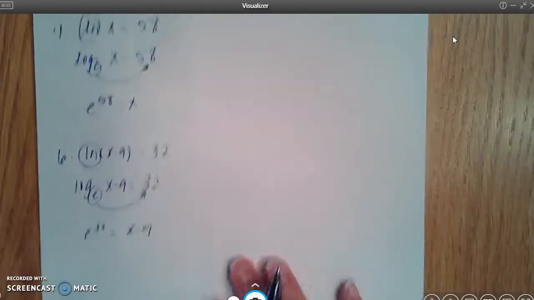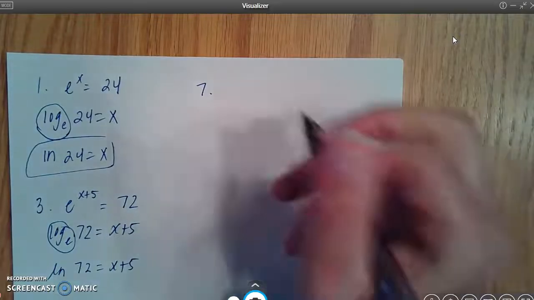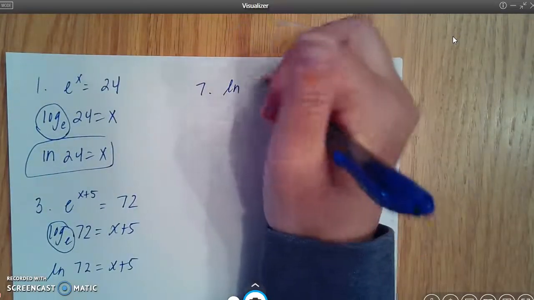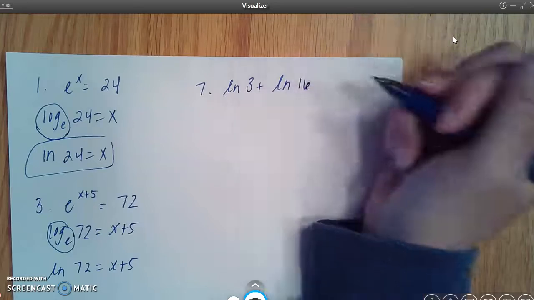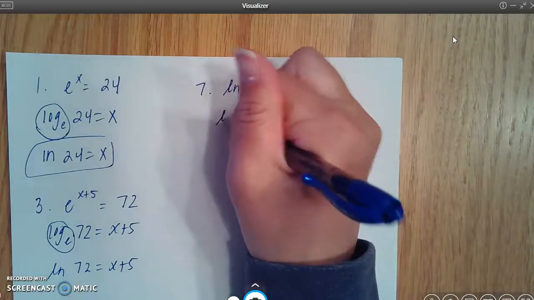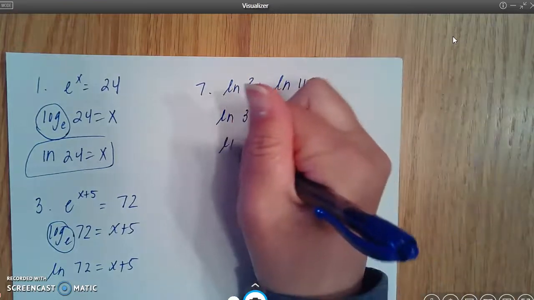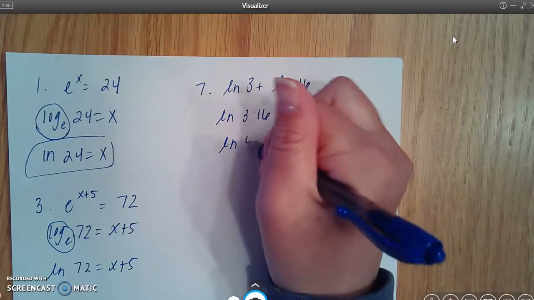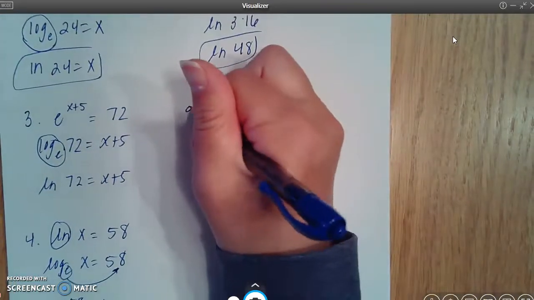Okay, next thing that they would like us to do on number 7 is condense. That means they want you to take it from 2 natural logs into 1 natural log. Now, natural logs are actually going to follow the exact same rules as your logarithms. So if there's an addition sign, you would rewrite this using multiplication, and this would become natural log of 3 times 16, which is natural log of 48.